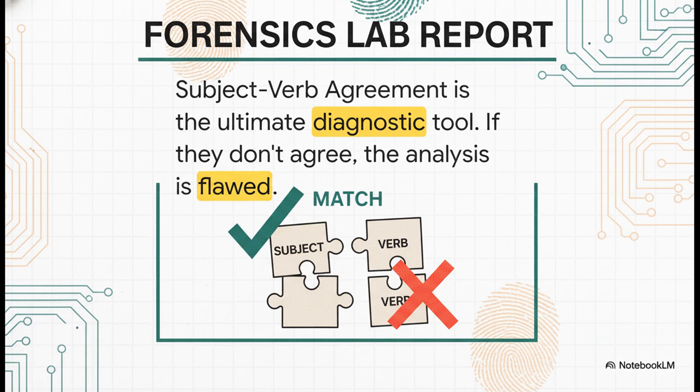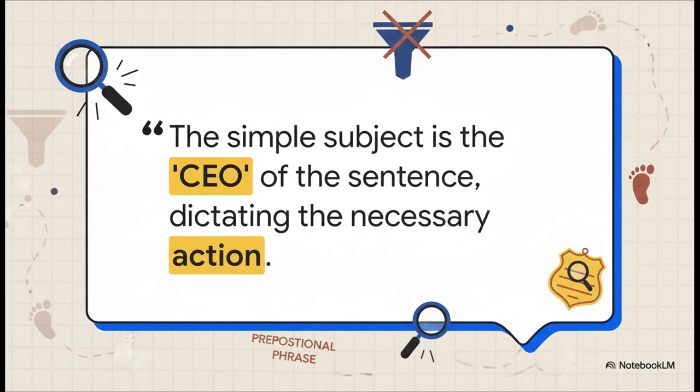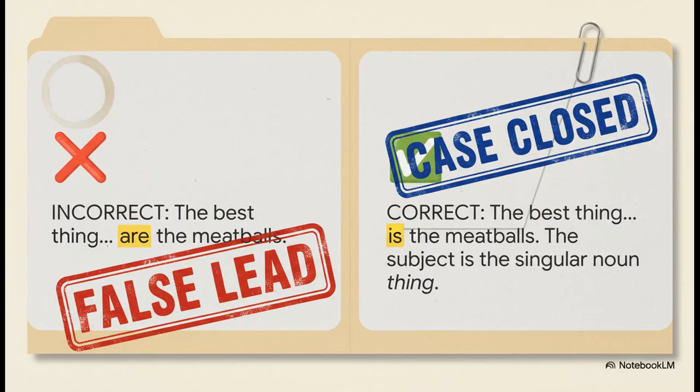It's our final check. If the subject you found and the verb in the sentence don't match up, singular with singular, plural with plural, then something's wrong with your analysis. You've got to go back to the crime scene and look again. I absolutely love this analogy. Just think of the simple subject as the CEO of the entire sentence. It's the boss. It calls all the shots. And the verb? The verb is just an employee that has to do whatever the CEO says. If the CEO is singular, the verb has to be singular. The CEO is in charge. End of story.